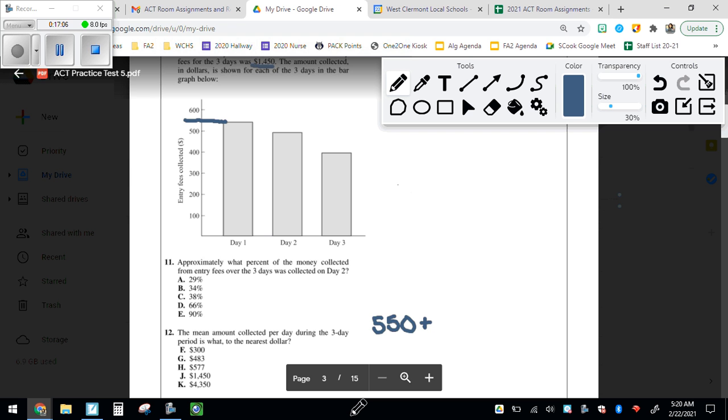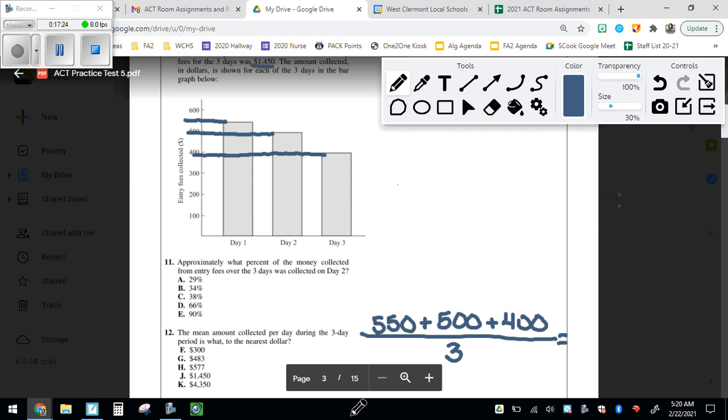Day 2 we said is about $500. Day 3, I always got to trace these over. Day 3 looks like it's about $400. And then divide by how many days there were. So in this case, 3.